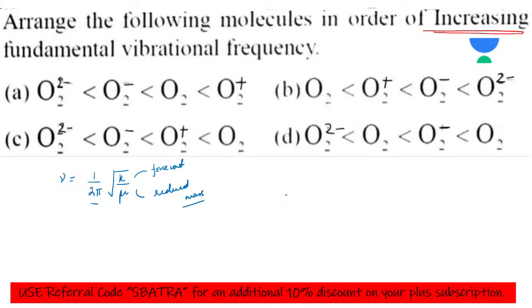The concept we need to apply over here is that we need to find out the bond strength or force constant. If bond strength is higher for these molecules, that means fundamental frequencies will also be higher. So bond order or bond strength is directly proportional to fundamental frequency. How are we going to calculate the bond order or bond strength?